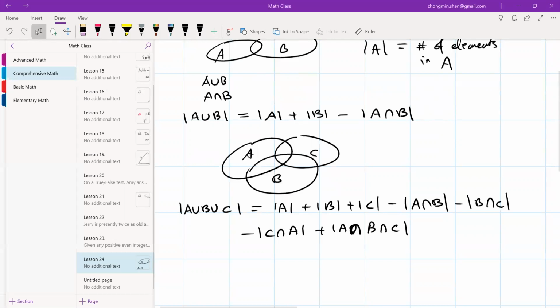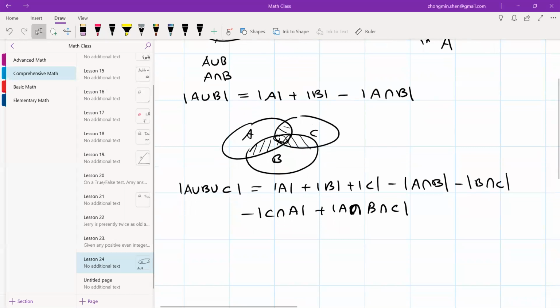It's hard to, roughly speaking, when you count A plus B plus C, those intersection parts are all double counted, right? So you have to subtract them. But if you subtract them this way, the intersection of the three sets gets counted three times and subtracted three times, so you lose it, and you have to add the intersection part back.